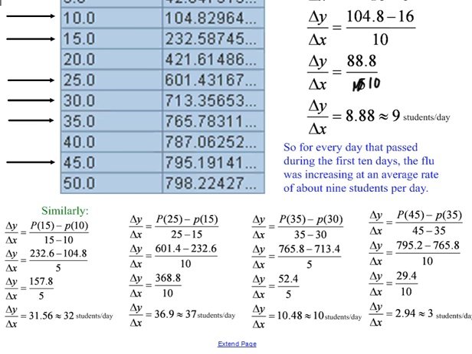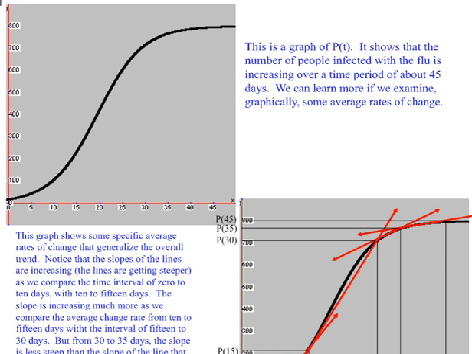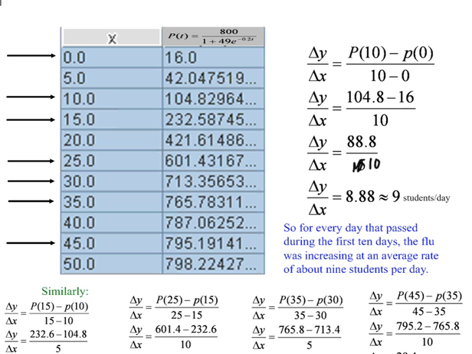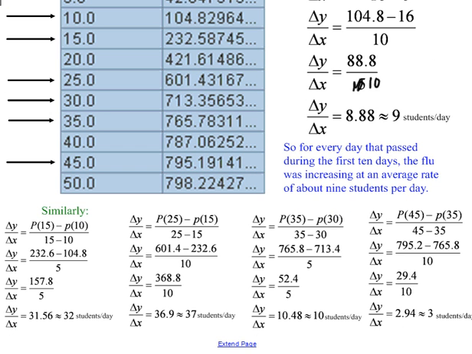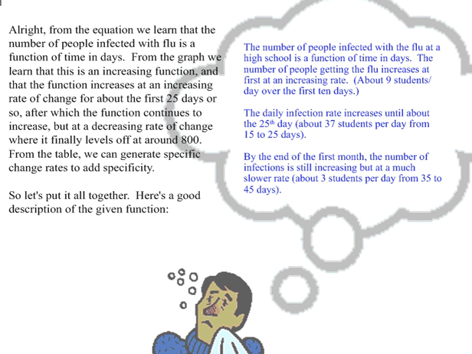So what we need to do is take our understanding of the graph, our understanding of how flu spreads, and our average rates of change as shown, and put it all together to make a decent and concise description of the function. So we start with an "as a function of" statement. The number of people infected with the flu is a function of time in days.